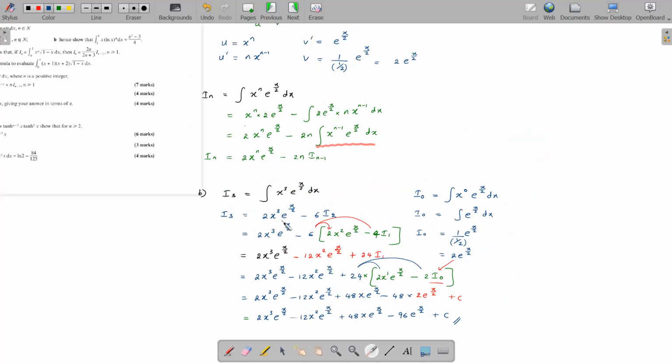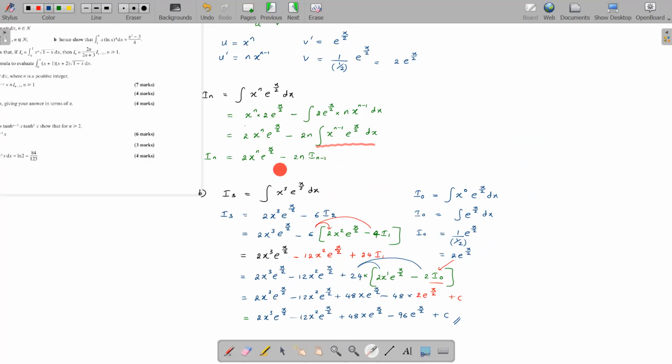The thing is, if you do this x cubed e to the power x over 2 integration manually, even though this method looks long, you wouldn't be able to get the answer in such a short amount of time. You would have to do integration by parts over and over many times. It's a really long process.